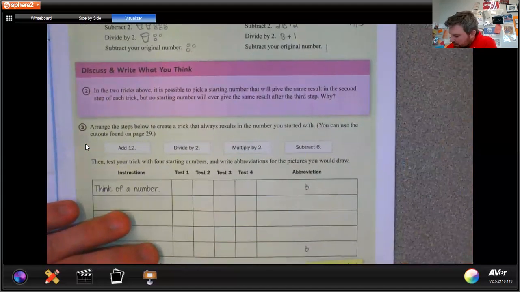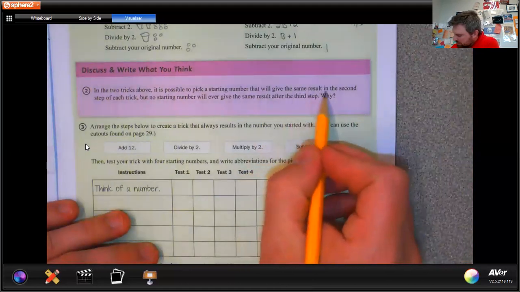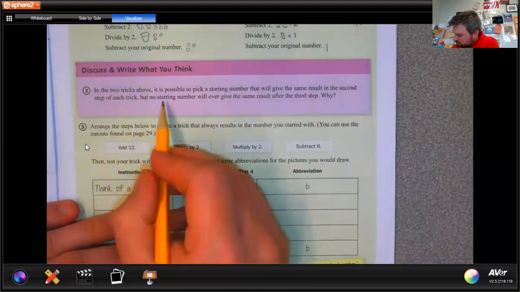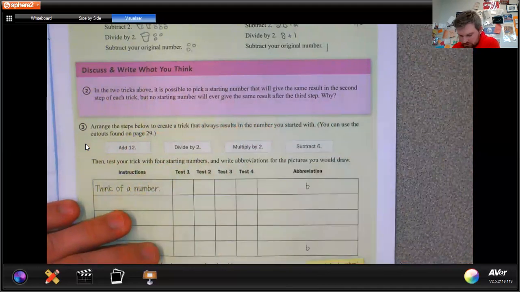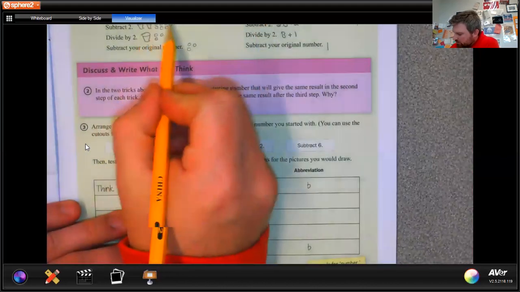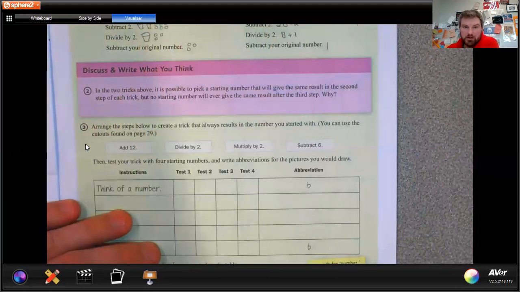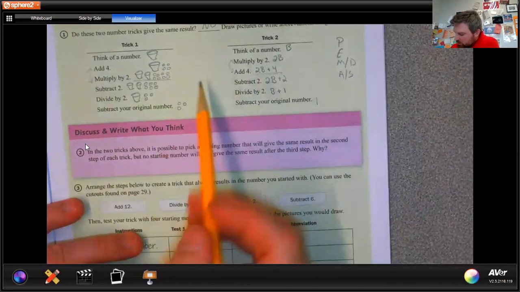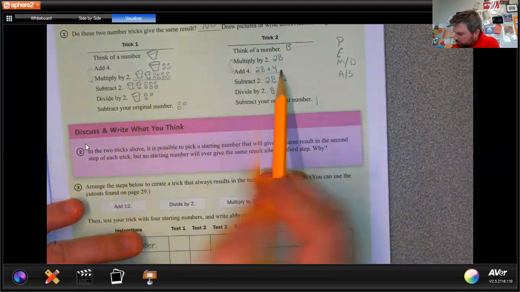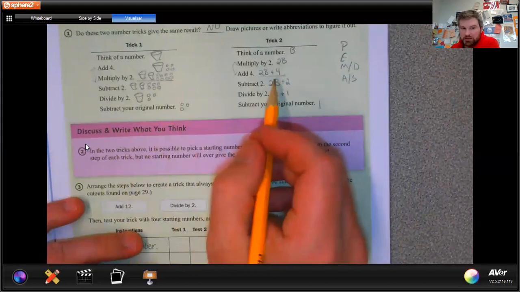In the 2 tricks above, it is possible to pick a starting number that will give you the same result in the second step of each trick. But no starting number will ever give you the same result after the third step. Why? Well, here's the third step. We got 2 buckets, 8 marbles, and 2 buckets, 4 marbles. The buckets will always cancel. It's the 8 marbles versus 4 marbles, because they will never balance.